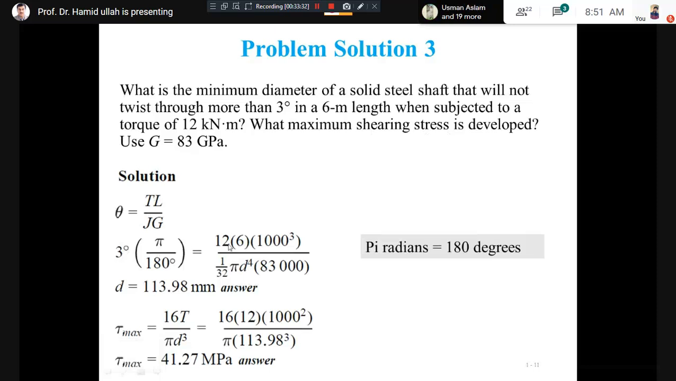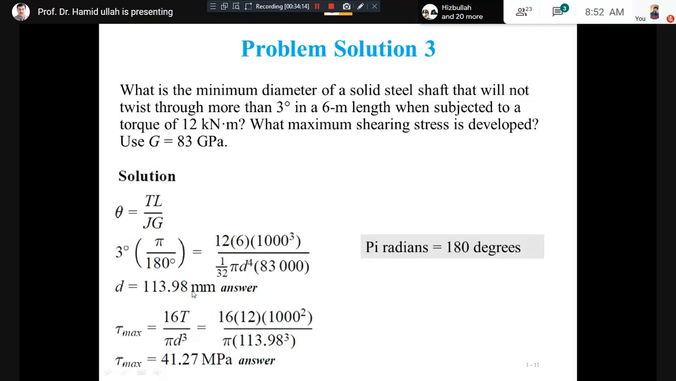So here you can see 12 multiplied by 6. What is 6? 6 is the length, so L you will put 6, and you multiplied by 1000 because it is in kilonewton. So 12 into 6 into 1000 kilonewton meter. And again, because we are bringing it into mm, you can see this conversion from meter to mm. So dia equal to this much in mm.